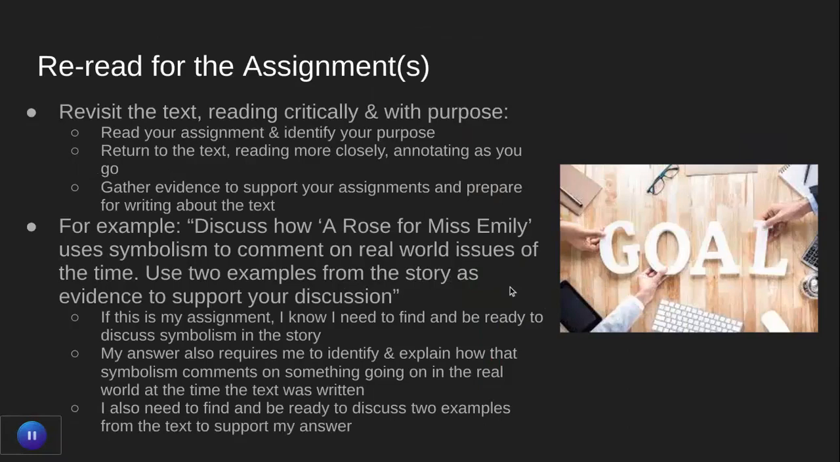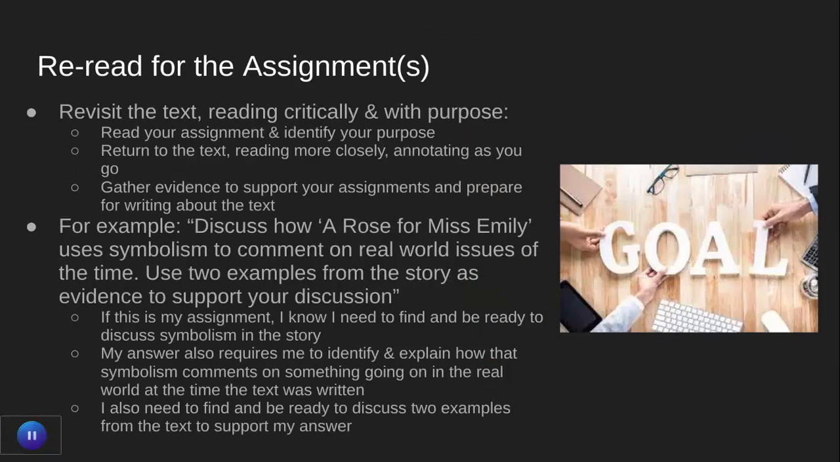Another thing to do next is to reread the text for your assignment. Surrounded by whatever text we're reading, you'll see a bunch of different assignments that you're ultimately working towards, right? You might have discussion board posts, or an essay that you're working toward. So it's a good idea to look at the text, but now think about, what am I trying to accomplish? What do I need to get from this text? And so you can start reading critically and with purpose.